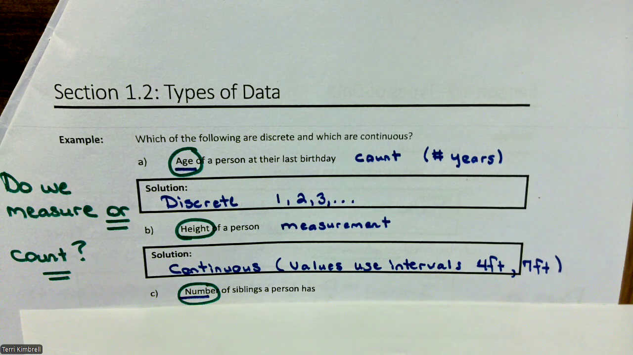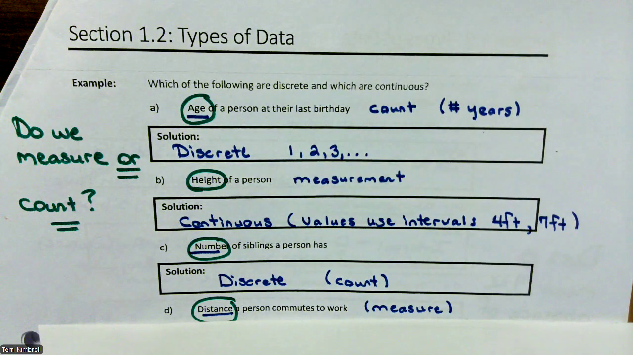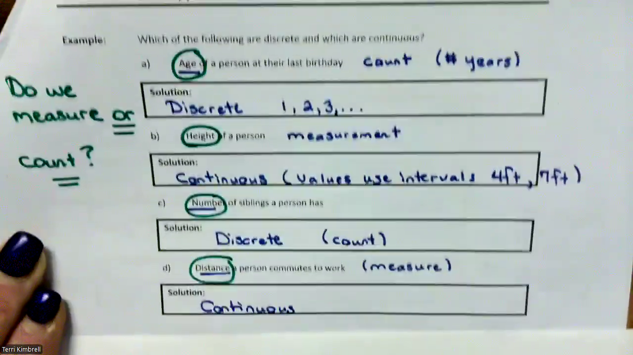Number of siblings. Would that be a count or a measurement? That would be a count. Therefore, it would be discrete. And the last one, the distance a person commutes to work. That would be a measurement. So you can measure how many miles a person might go. So that would be continuous.